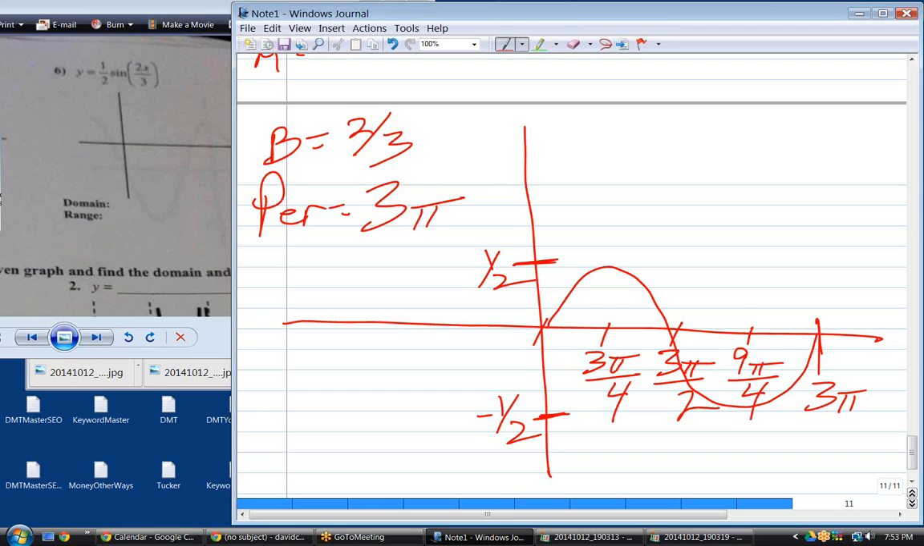What else do we need? X-intercepts. 3 pi over 2 and 3 pi. Plus what? Plus 3 pi over 2.